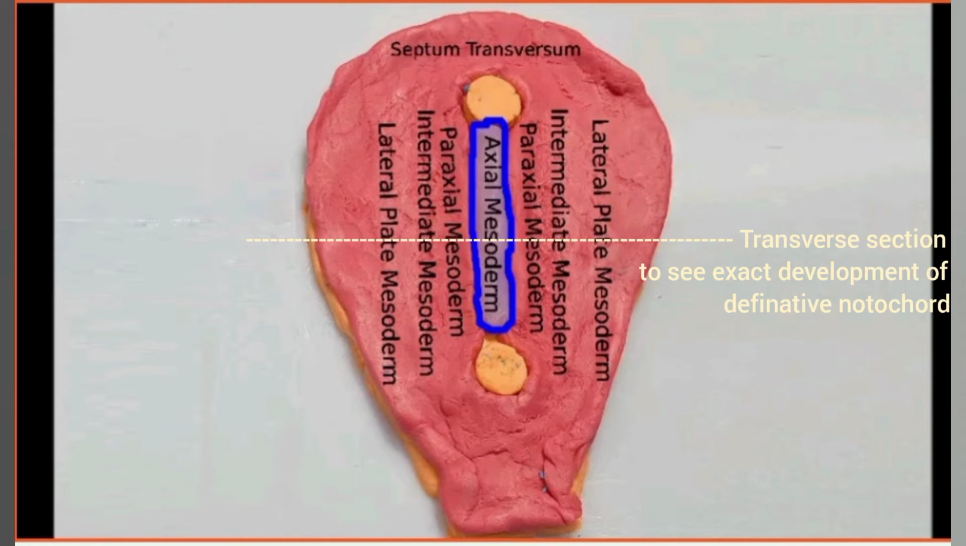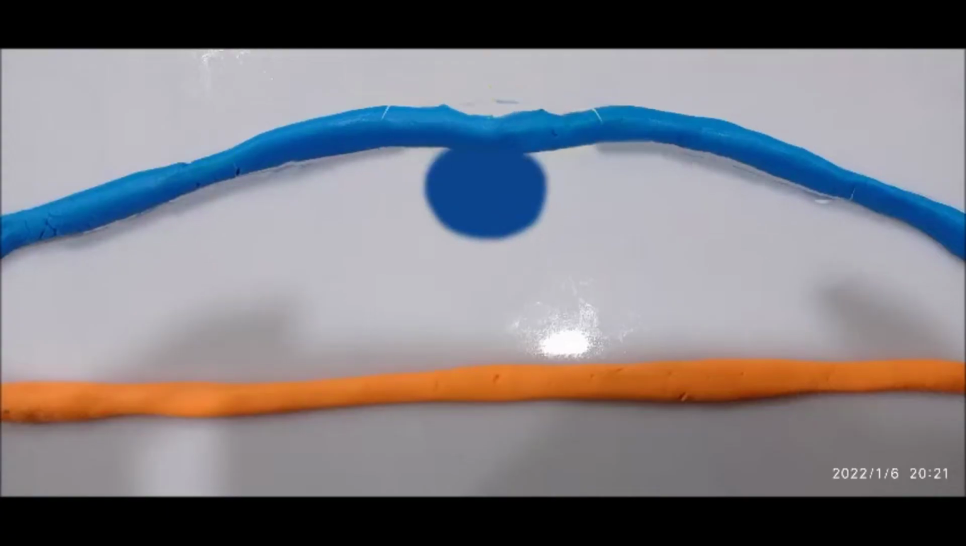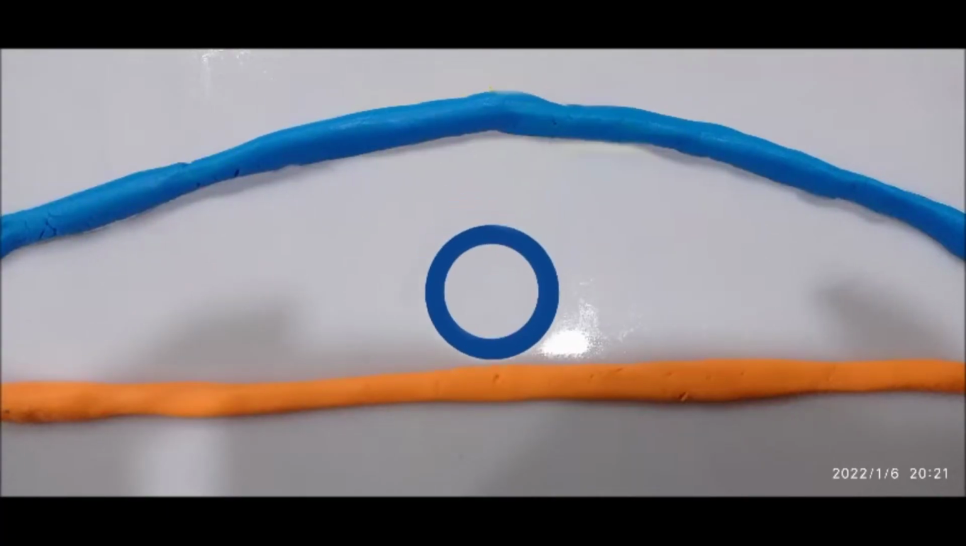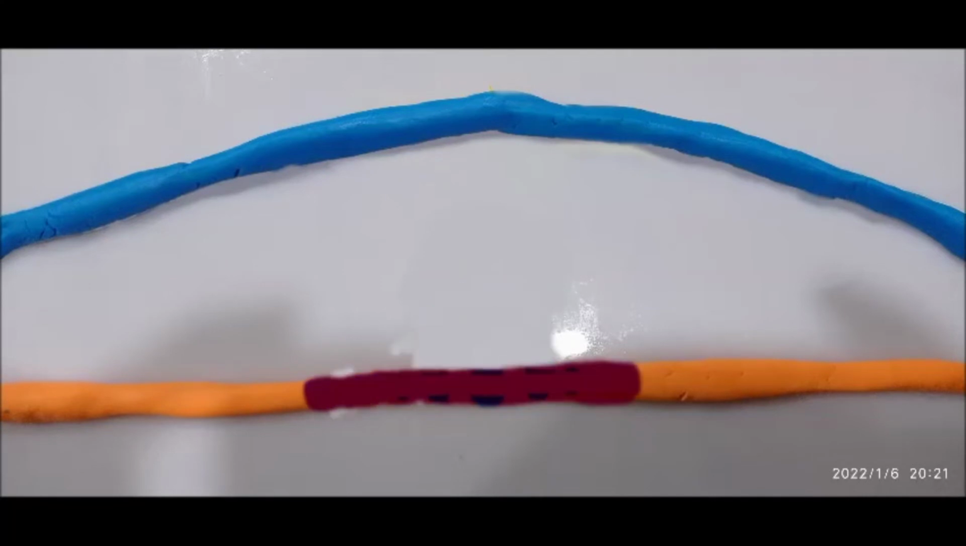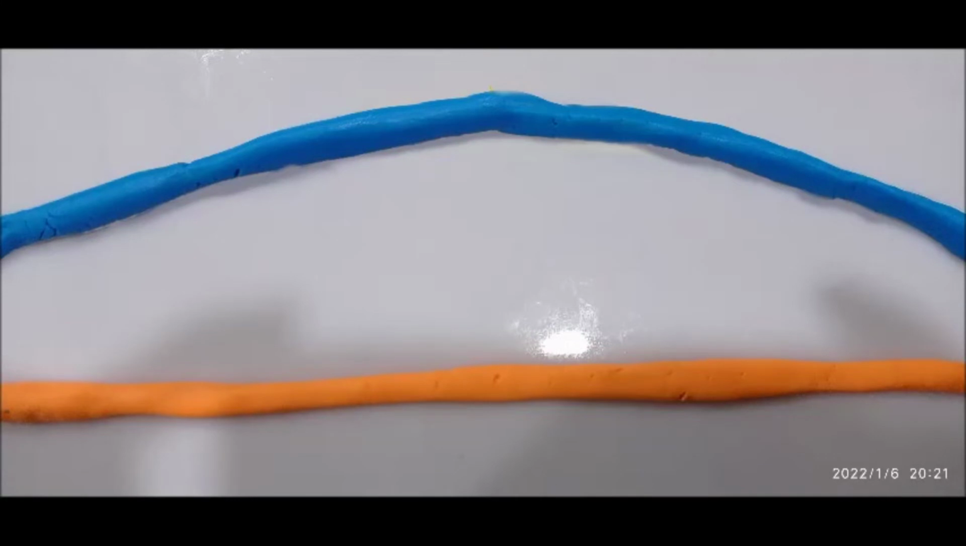Now let us again understand the development of the notochord in transverse section in this region of the embryonic disc. Thus this is how first a primitive notochord and then finally a definitive notochord is formed. At the same time mesoderm is also differentiating. Let us watch all this process in slow motion.